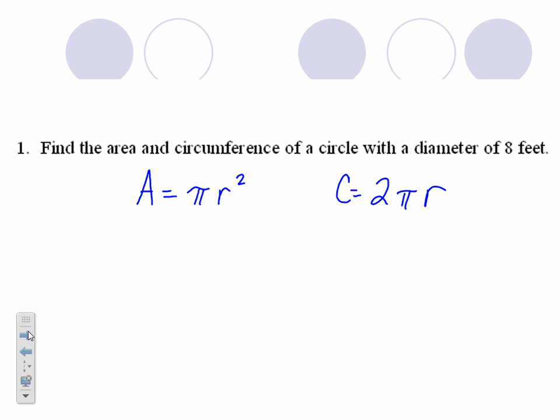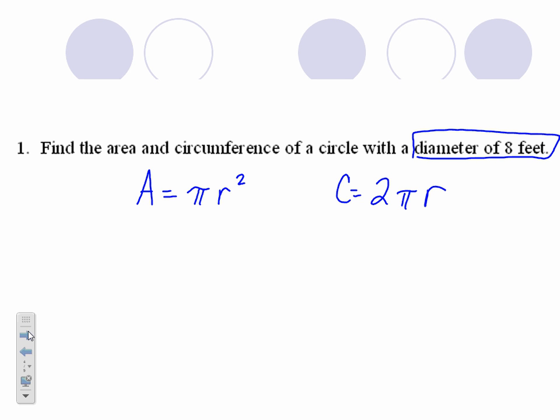Now, area is the inside, the space inside in square units. Circumference is the distance around the outside, if we were to put a fence around the outer edge of a circle. So now we need to plug in what we know. We know that the circle has a diameter of 8.